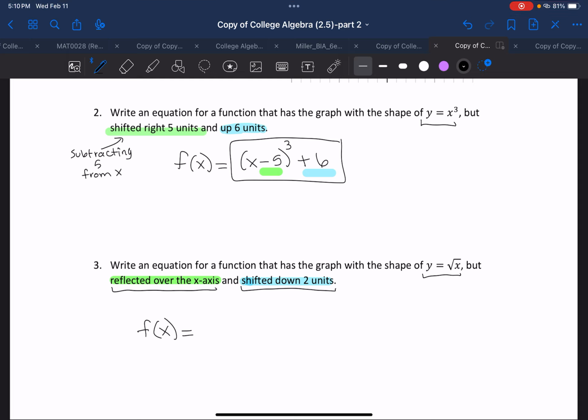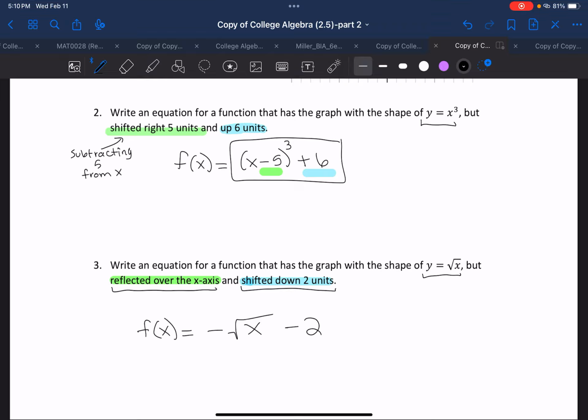So if I reflect it over the x-axis, my y values would change. So that negative needs to be in front of the entire base graph. So that'd be negative times the square root of x. And then shifted down 2 units. This would be minus 2 on the outside of the base graph.